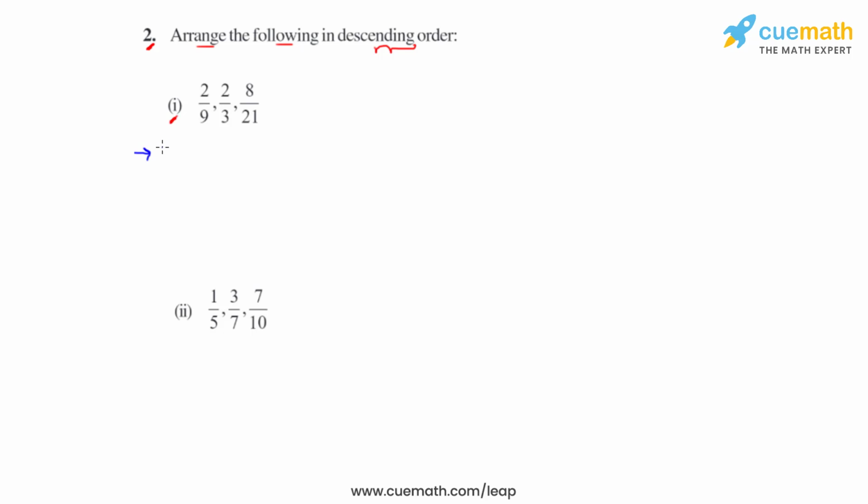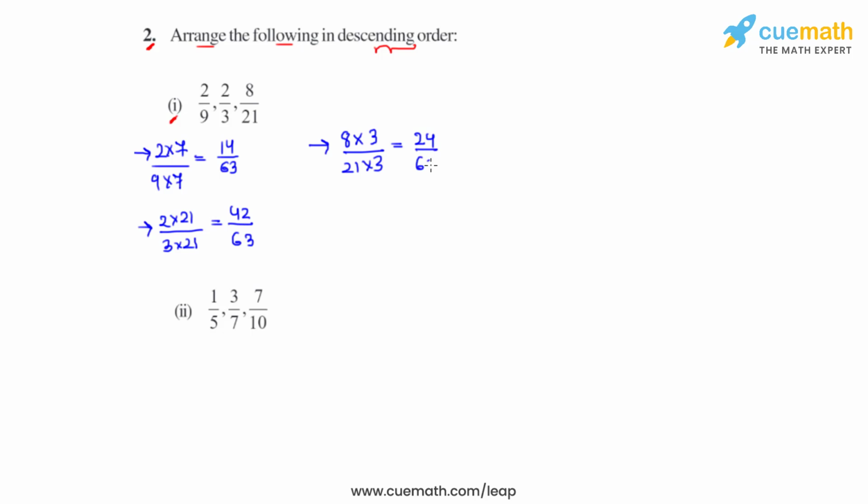To make the first fraction's denominator 63, we'll have to multiply 7 to the numerator and to the denominator as well. That will give us the fraction 14 over 63. For the second fraction, to have the denominator as 63, we'll multiply it with 21 in the numerator and 21 in the denominator. That gives us 42 over 63. For the third fraction, which is 8 over 21, to get the denominator as 63, we'll multiply it with 3 in the numerator and 3 in the denominator as well. And that gives us the fraction 24 over 63.